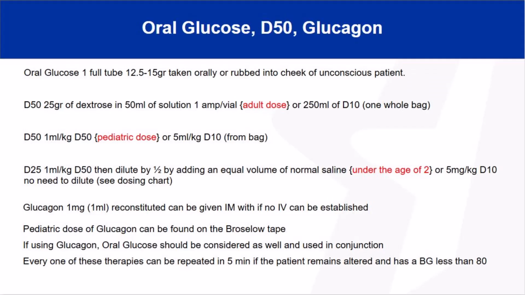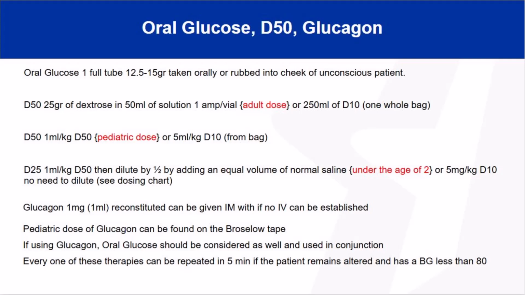Medications for treating hypoglycemia. Oral glucose, 1 full tube, is 12.5 or 15 grams taken orally or rubbed into the cheek of an unconscious or semi-conscious patient. D50 is 25 grams of dextrose in 50 milliliters of solution, 1 amp per vial, which is the adult dose, or 250 mLs of D10, which would be the whole bag. The pediatric dose is 1 milliliter per kilogram of D50, or 5 milliliters per kilogram of D10 from the bag.